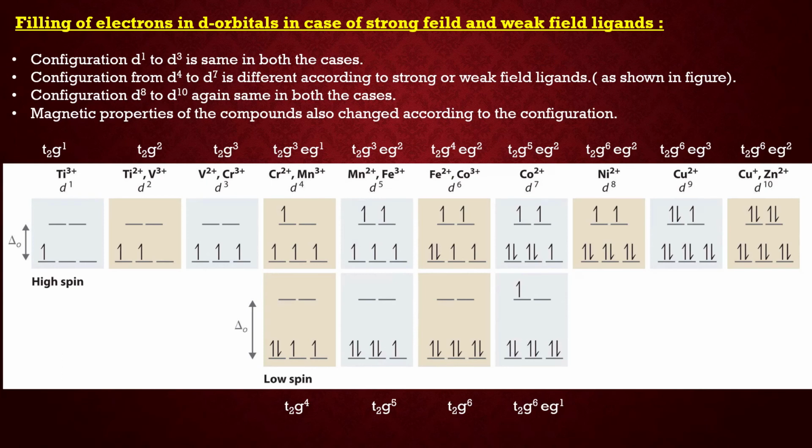Now, the next topic is filling of electrons in d orbitals in case of strong field and weak field ligands. Now, look here in the figure. The first block is for d1, second is for d2, third is for d3.